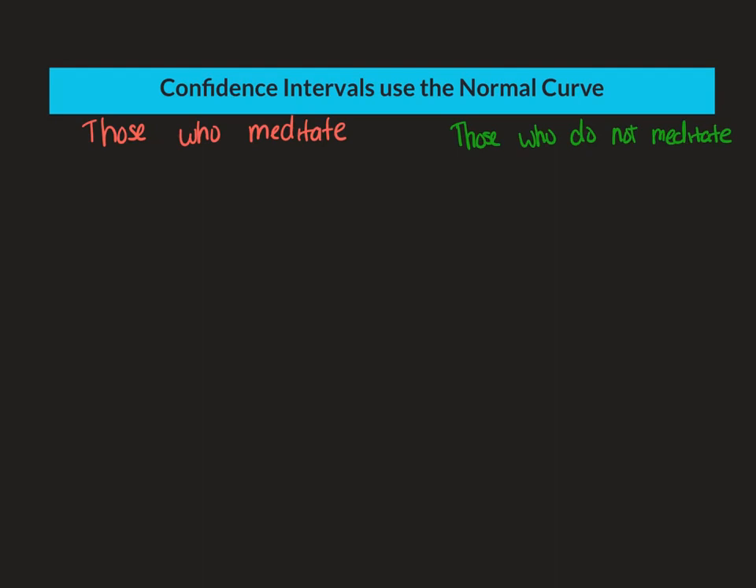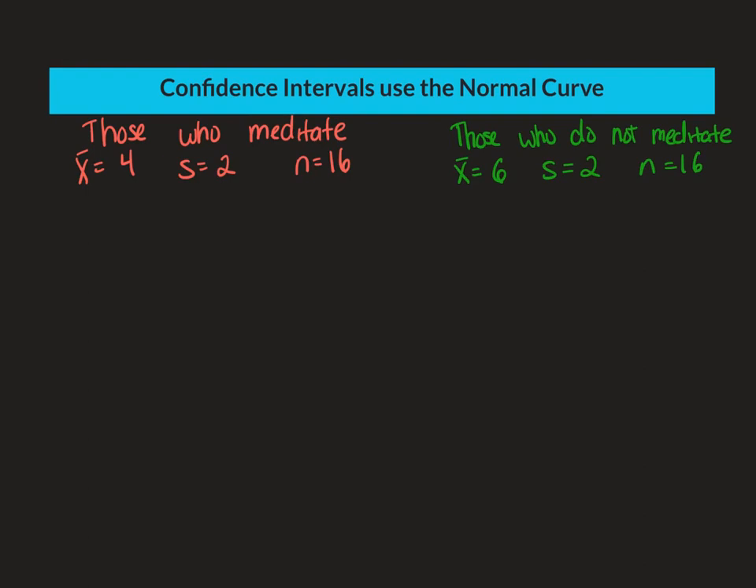Let's presume that I wanted to know whether those who meditate had lower stress than those who do not meditate. I'd have to collect data from persons who meditate and from a sample of persons who do not meditate. From that, I would need to generate their means and standard deviations, and then use those to find the confidence intervals. Let's presume that we collected these data, and for the meditation group, we found a mean stress score of 4, a standard deviation of 2, and a sample size of 16, and that for the non-meditation group, we had a mean score of 6, standard deviation of 2, and sample size of 16.